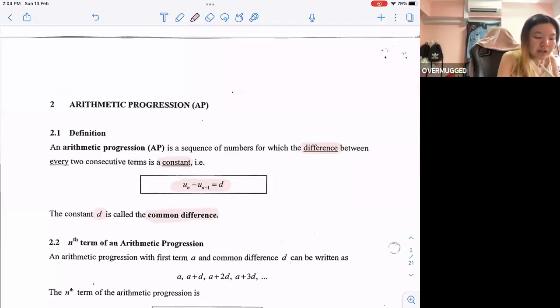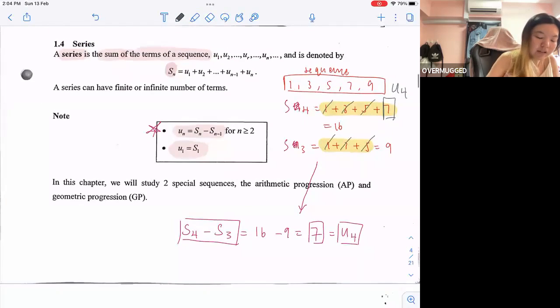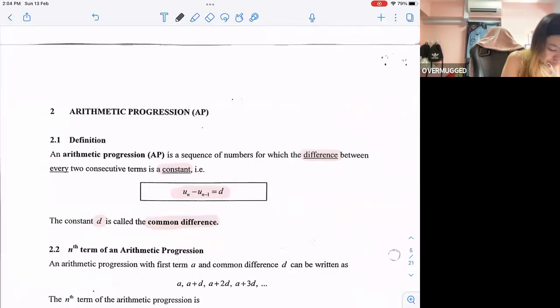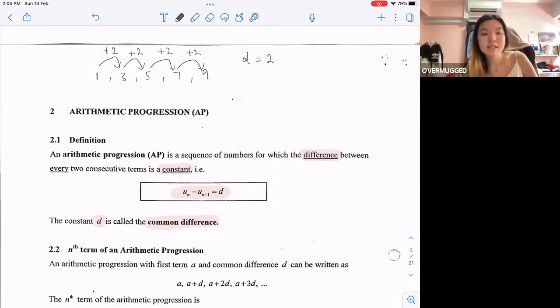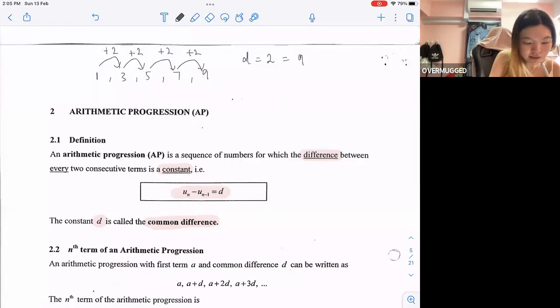Okay, so I'm going to illustrate with an example. Just now, this is actually an arithmetic progression, because I have 1, 3, 5, 7, 9. I always plus 2, plus 2, plus 2, plus 2. So for this, it's very clear. What is my D? My common difference will be 2, because I'm always adding 2. And how do you find that? You can find it by taking, for instance, 9 minus 7.